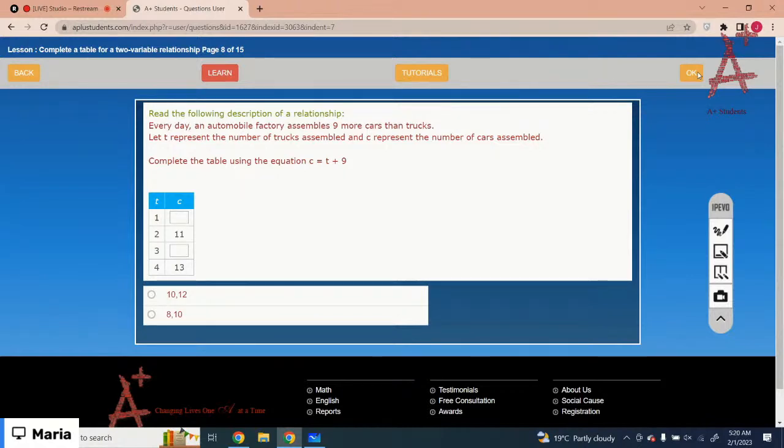Every day, an automobile factory assembles 9 more cars than trucks. Let T represent the number of trucks assembled and C represent the number of cars assembled. Complete the table using the equation C equals T plus 9. So which is the correct option?